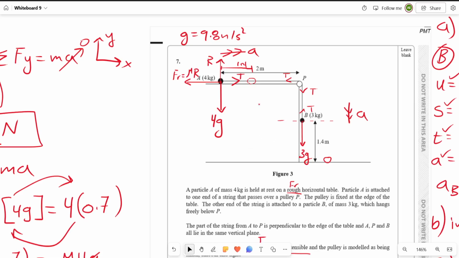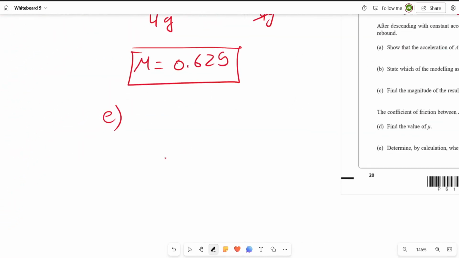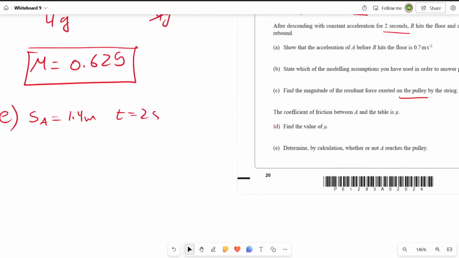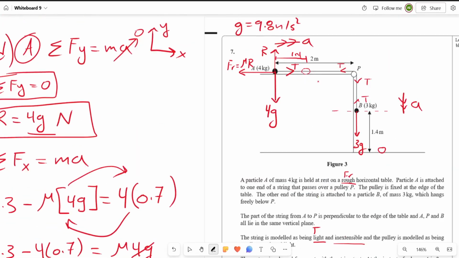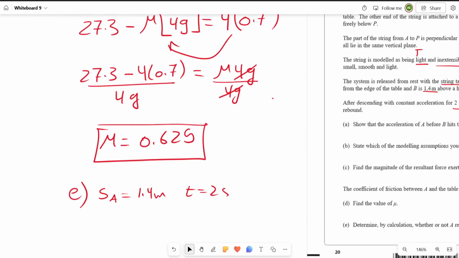So the way to know this is always you need to split your question into different parts. The first part, when B was falling down until it reached the floor, what happens to A? We know that the distance that A moved initially was 1.4 meters to the right, because that's the distance that B fell down. This took 2 seconds. I need to know what velocity is A at this instant. So after A moves 1.4 meters, what's the velocity of A now?